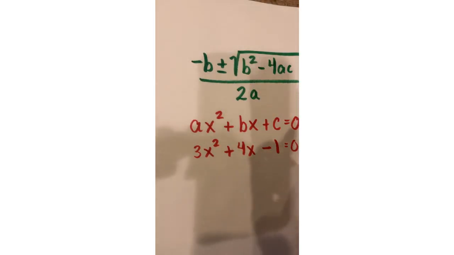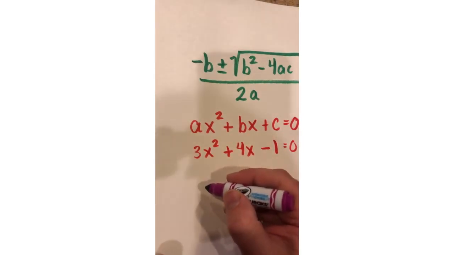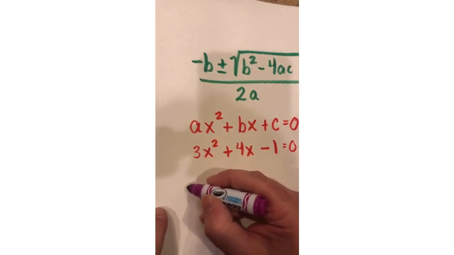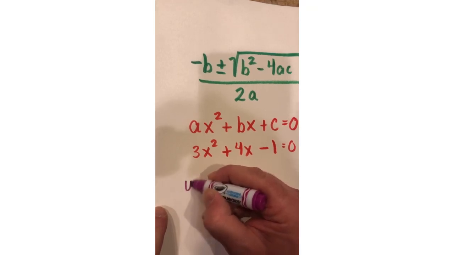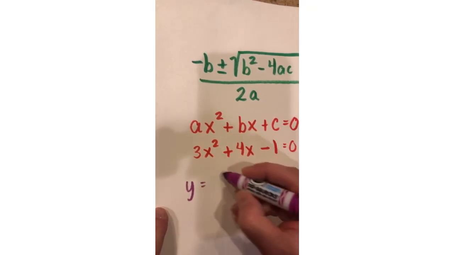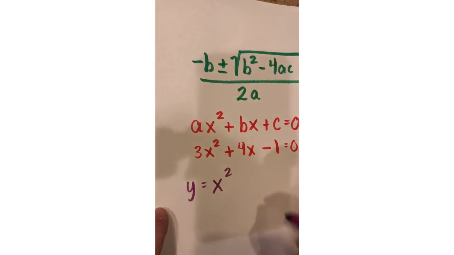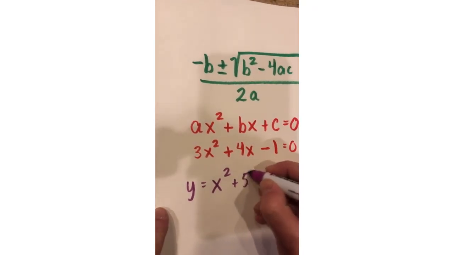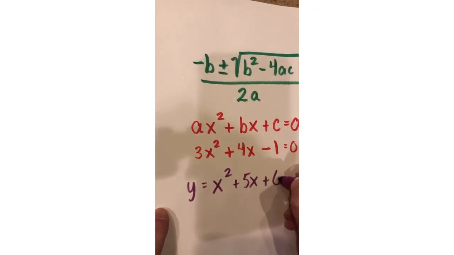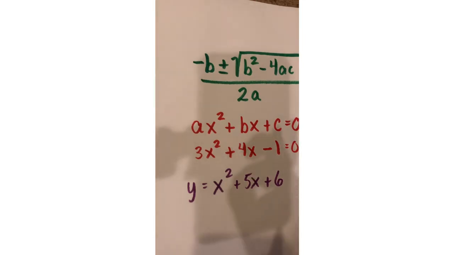get your answers. So let's do one quick example, and then I'm going to have you guys do some of your own. I think it's time for the mauve marker. So let's do something like this. Let's do y equals x squared plus 5x plus 6. Now this thing's written out all pretty. I could factor it, but I'm going to show you that the quadratic works no matter what.